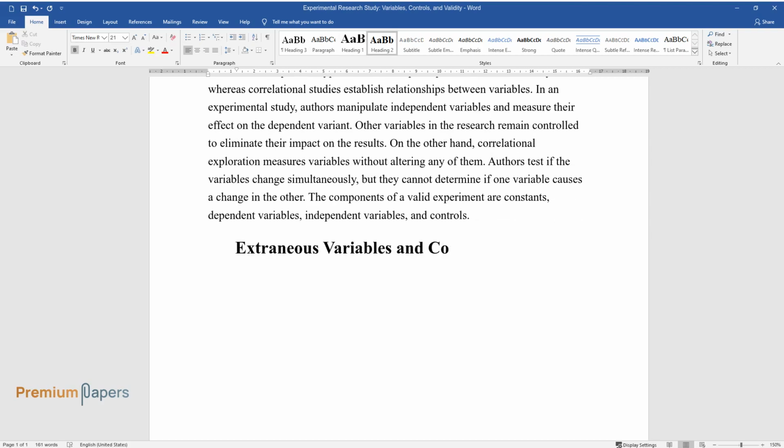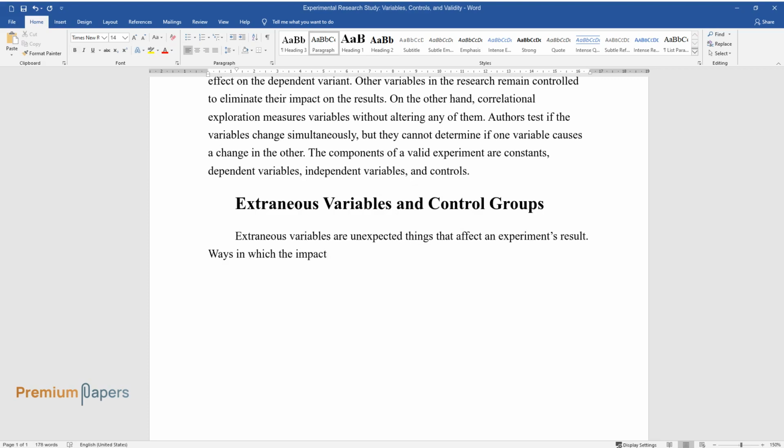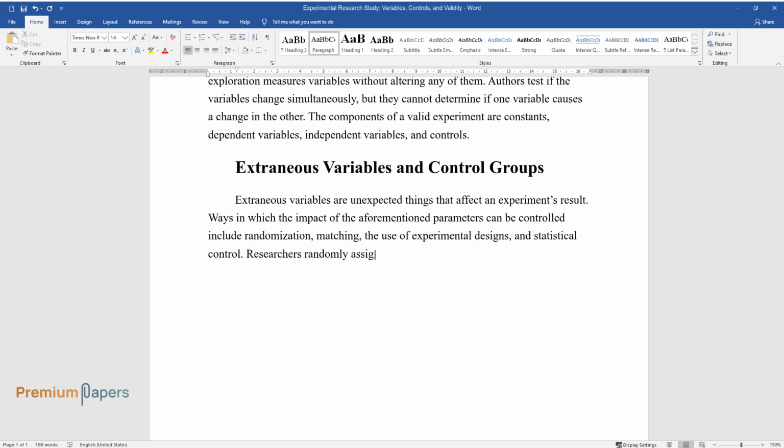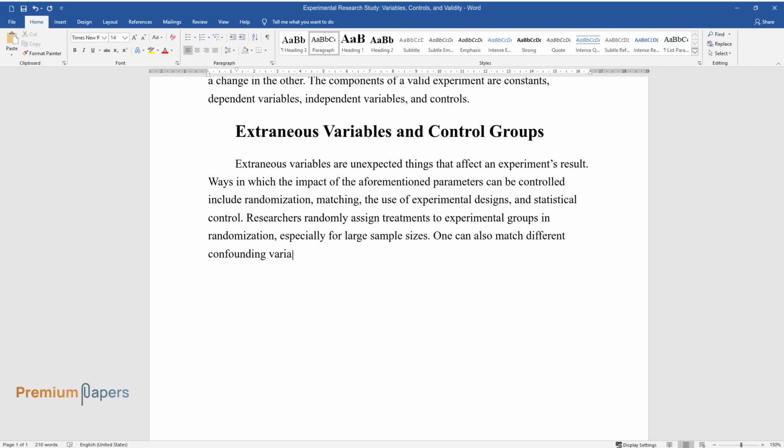Extraneous variables and control groups. Extraneous variables are unexpected things that affect an experiment's result. Ways in which the impact of the aforementioned parameters can be controlled include randomization, matching, the use of experimental designs, and statistical control. Researchers randomly assign treatments to experimental groups in randomization, especially for large sample sizes. One can also match different confounding variables by distributing them equally.